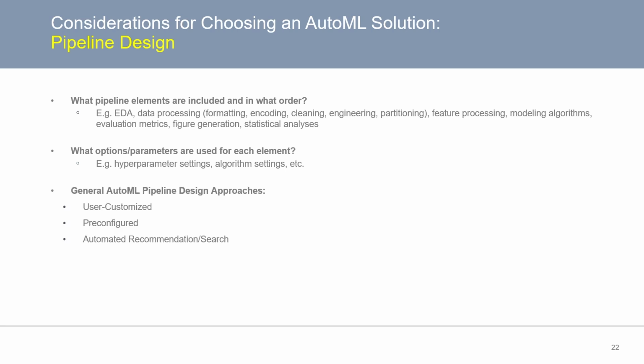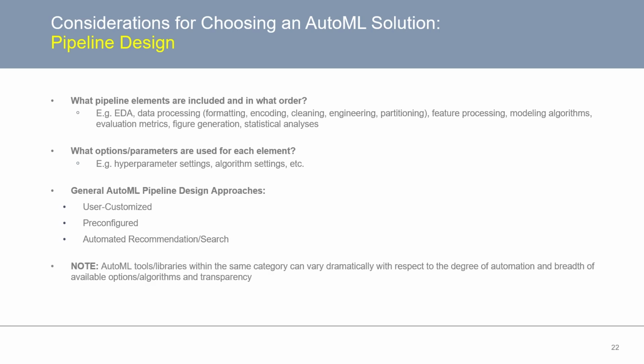In general, there seem to be three AutoML pipeline design approaches: user-customized, where pipeline design is primarily left up to the user; pre-configured, where the pipeline has been designed ahead of time by data science experts; and automated recommendation or search approaches that seek to automate or assist in the discovery of the best pipeline design. Note that AutoML tools and libraries that fall into any one of these categories can vary dramatically with respect to the degree of automation and the breadth of available options or algorithms, as well as overall transparency.